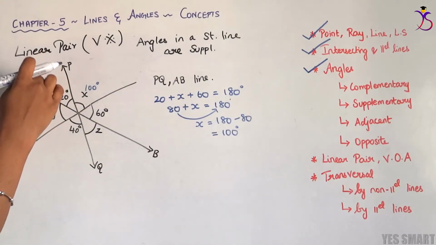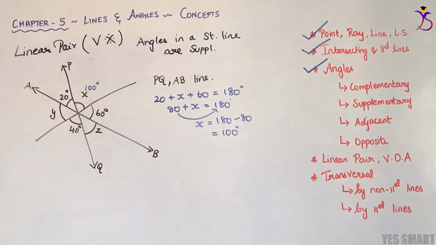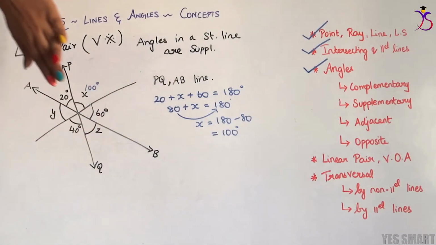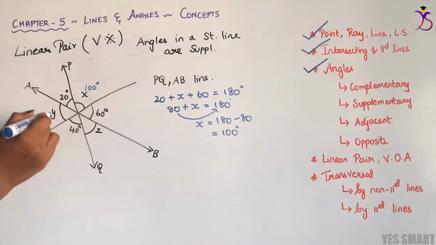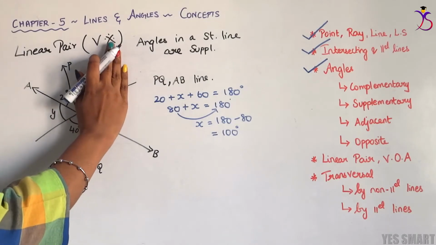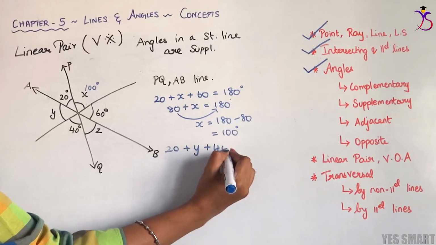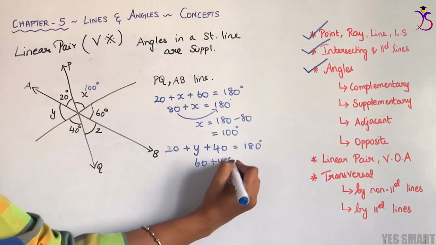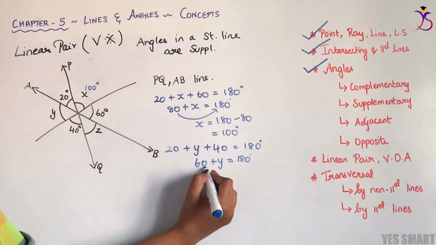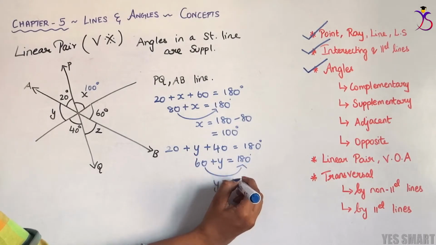Now let's consider the straight line PQ. The angles formed on the left-hand side of the line PQ are 20, y and 40. PQ is the straight line, so the sum of 20, y and 40 gives us 180. So 20 plus 40 is 60, plus y equals 180. When the 60 is transposed, it becomes minus 60. Therefore, y equals 120.